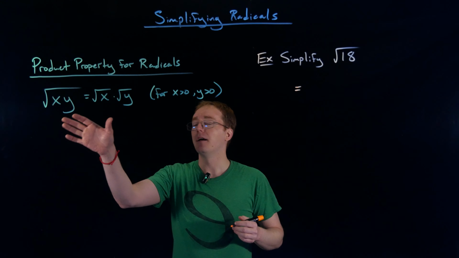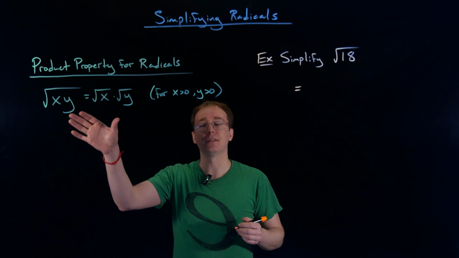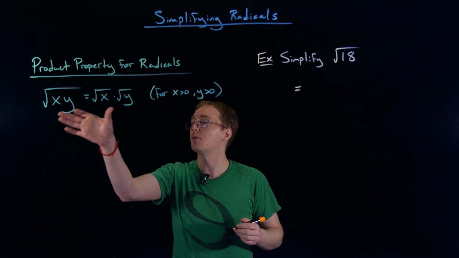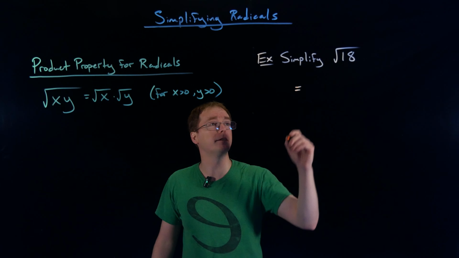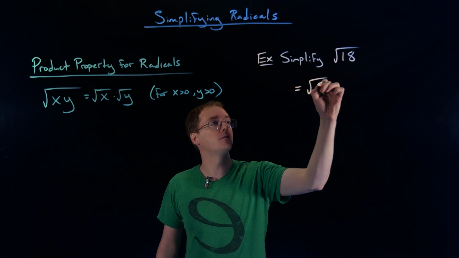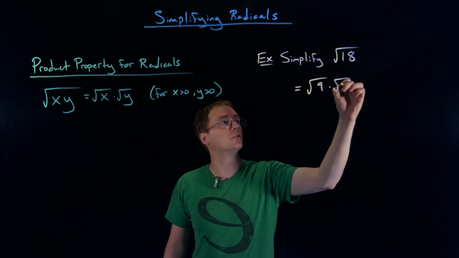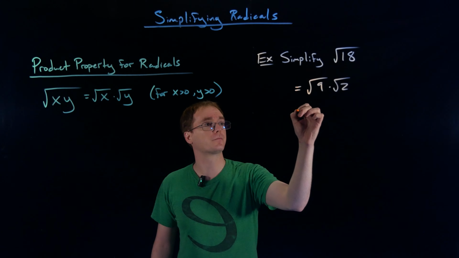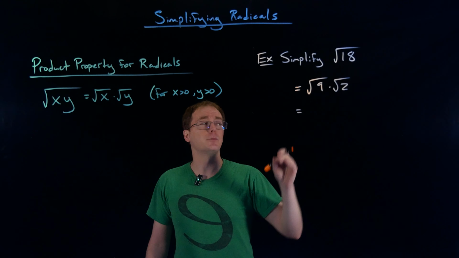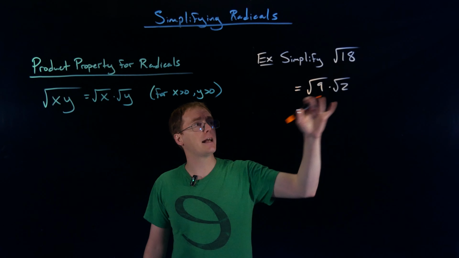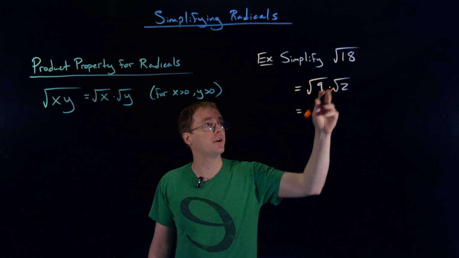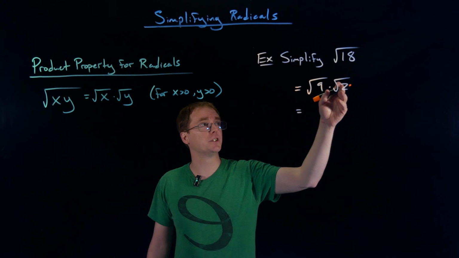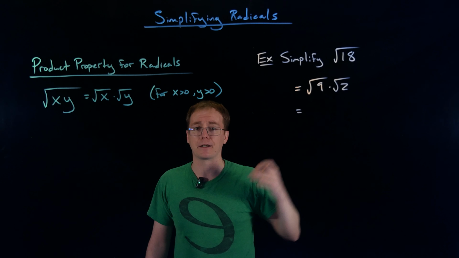So applying that factoring of 18 as 9 times 2, along with this product property for radicals, allows us to rewrite the square root of 18 as the square root of 9 times the square root of 2. So what we've really done is we factored the square root of 18 as these two factors, the square root of 9, which is a perfect square, and the square root of 2, which is our non-perfect square factor.